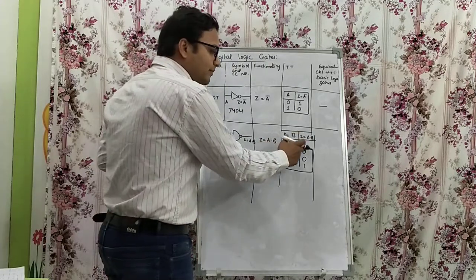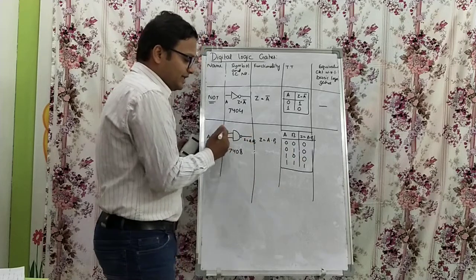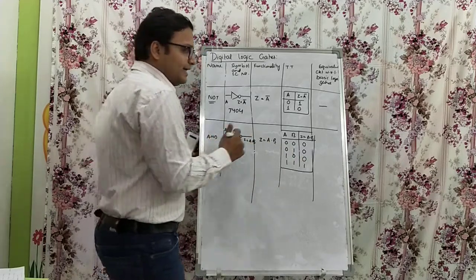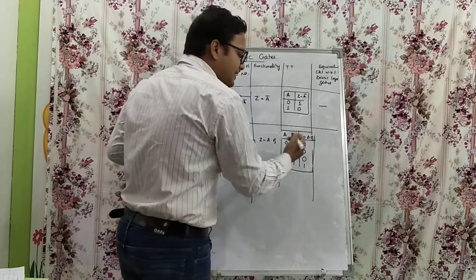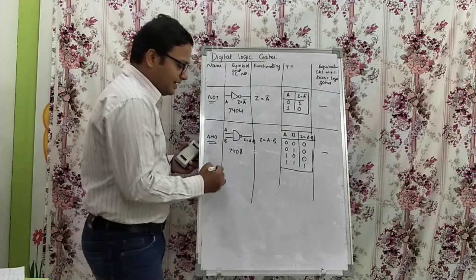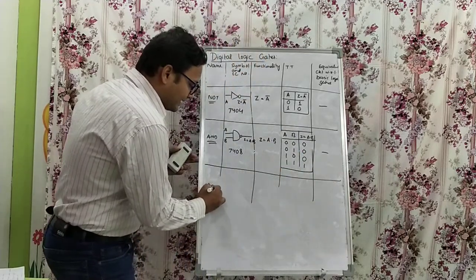The output of the AND gate resembles 1 when both the inputs are 1. That is the functionality of the AND gate. What is the equivalent circuit with respect to basic gates? Anyhow, this is a basic gate, so there is no equivalent circuit for it.